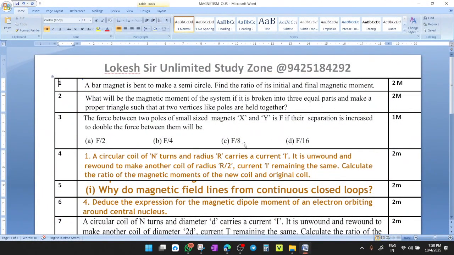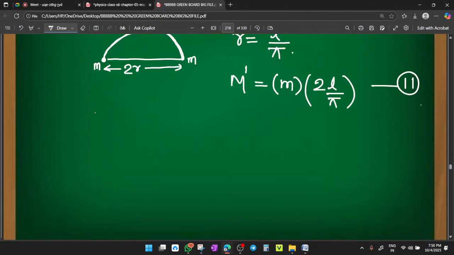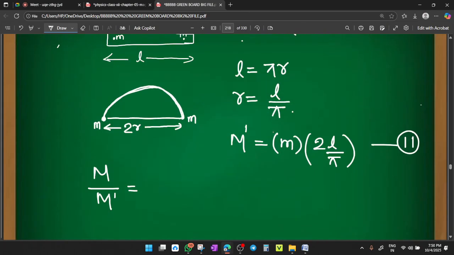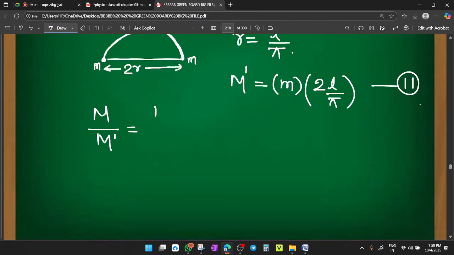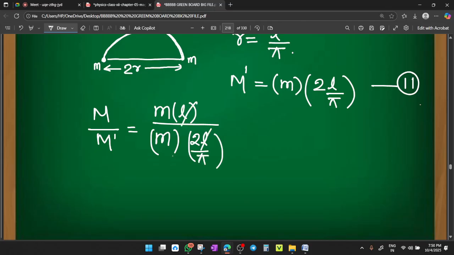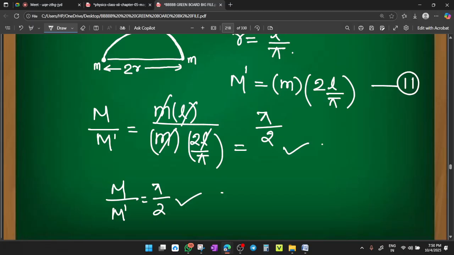Does it M upon M dash or M dash upon M? Initial and final means M upon M dash. Okay. So it should be M upon M dash. So what is M? M is equal to small m multiplied by L, and M dash means small m into 2L by pi. So L cancels out, small m and small m cancel out. Pi will be at the numerator and 2 below. So the answer is pi by 2. Okay. So M upon M dash equals pi by 2. Clear? Note it down.